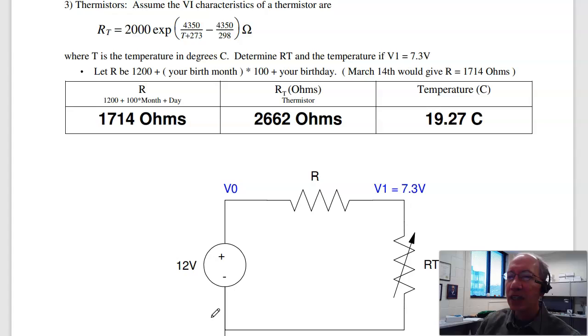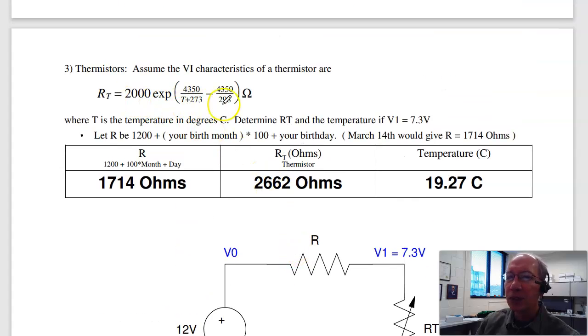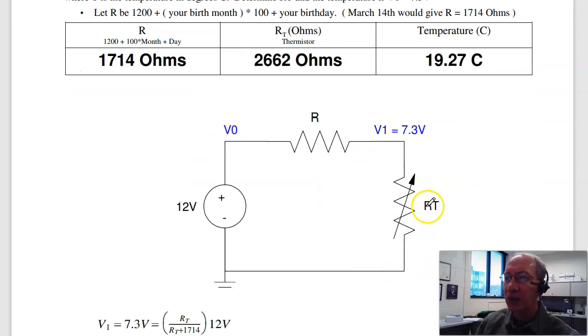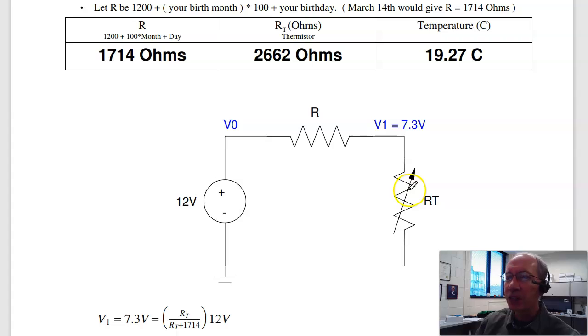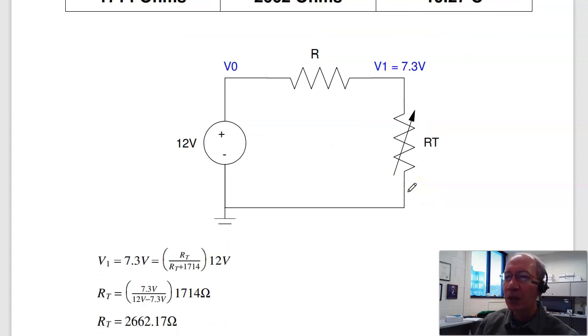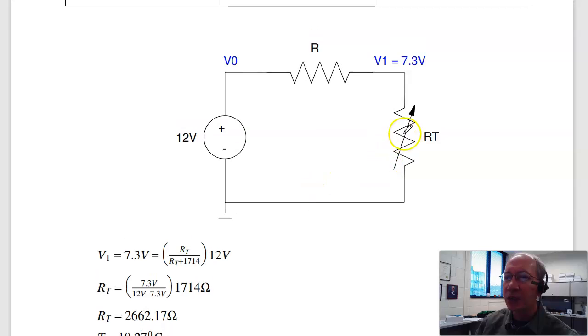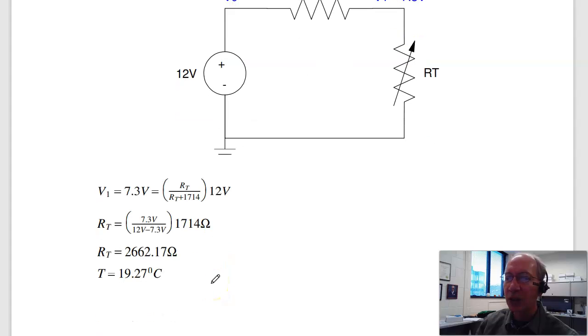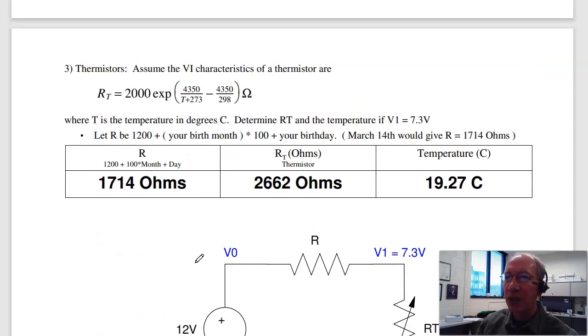Problem 3 is if I used a thermistor, suppose the thermistor had this characteristic, I put it in a circuit and I measure 7.3 volts. What's the resistance? What's the temperature? Well, from voltage division, I know that the voltage is RT over R plus RT times 12. Solving backwards, RT is 7.3 over 12 minus 7.3 times R, or 2662 ohms. Plugging in 2662 right here, and solving backwards gives you a temperature of 19.27 Celsius.